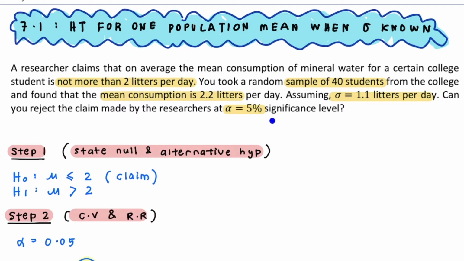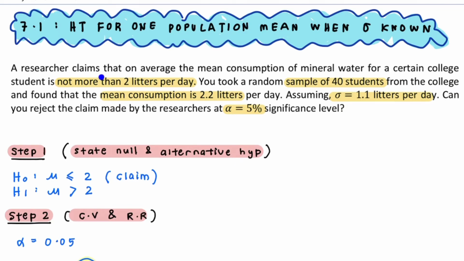to 5% significance level? Okay, so information given in the question is, you have the sample of 40 with the mean from the sample being 2.2, sigma given 1.1, and alpha is 5% significance level. So alpha here is referring to the rejection region area. So step number 1 is you have to state the null and also the alternative hypothesis.